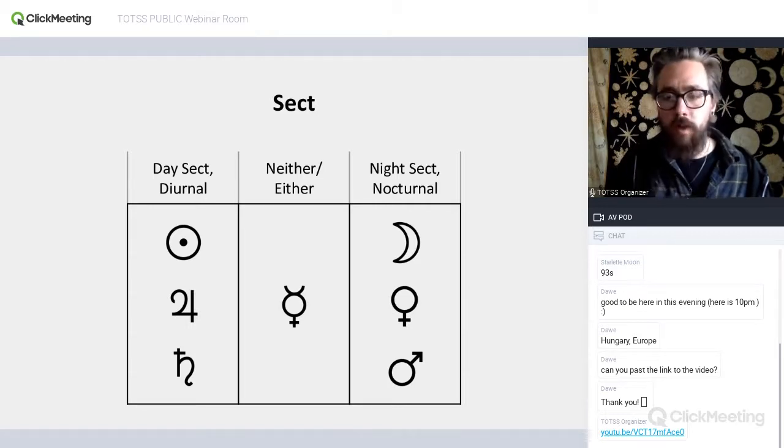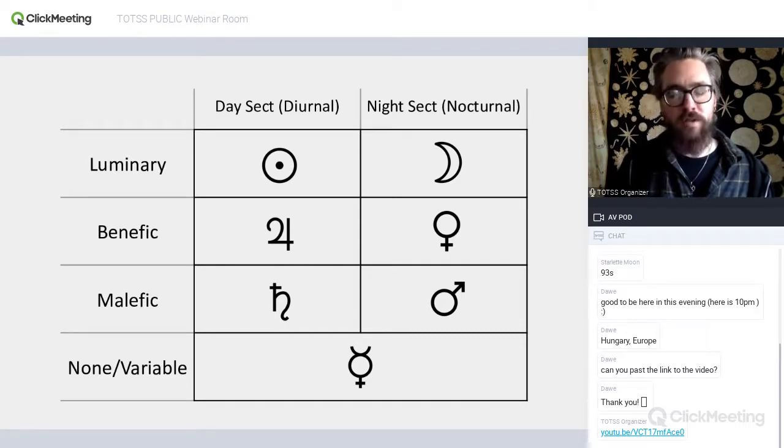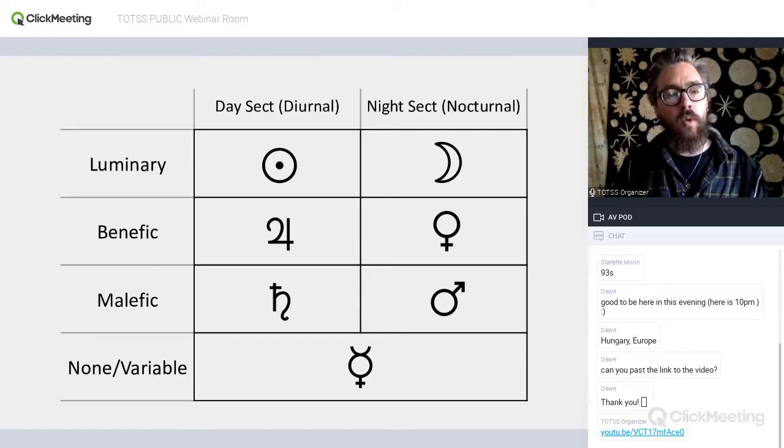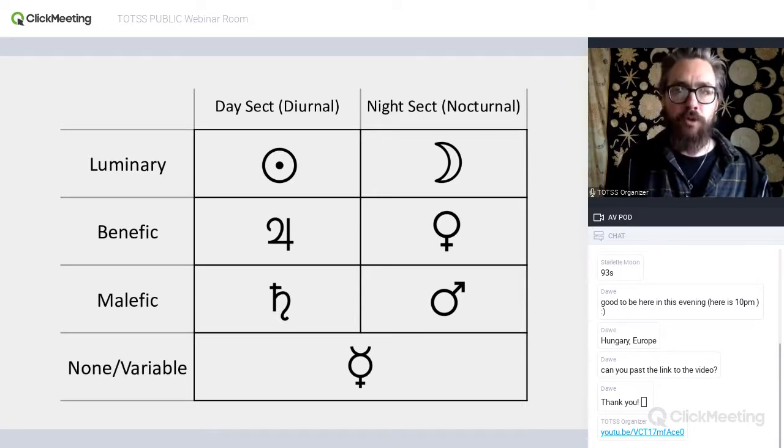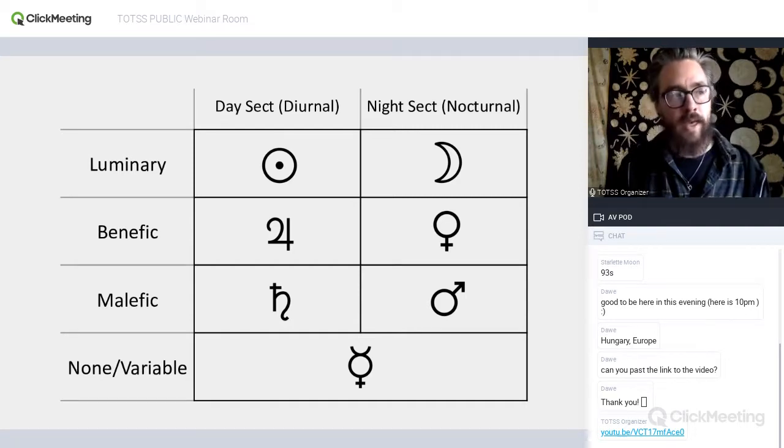I'll just move on to the next slide here. So each sect has a luminary, a benefic, and a malefic. And then Mercury, again, just doesn't fit into any of these categories. Now what happens with the luminaries is that the luminary of the sect tends to be more characteristic. In modern astrology, people really focus on sun sign. When people say, I'm a Taurus, they mean I have sun in Taurus, right? But for traditional astrology, that importance would be given to the luminary of the sect. So that is the sun if you're born during the day, but it's the moon if you're born during the night.